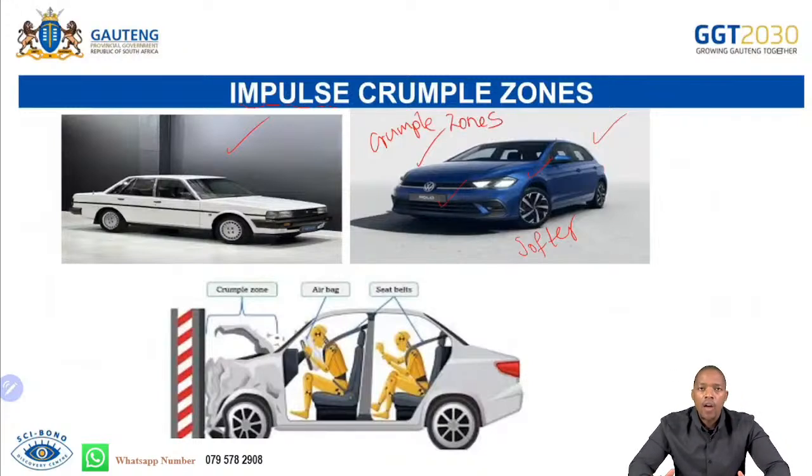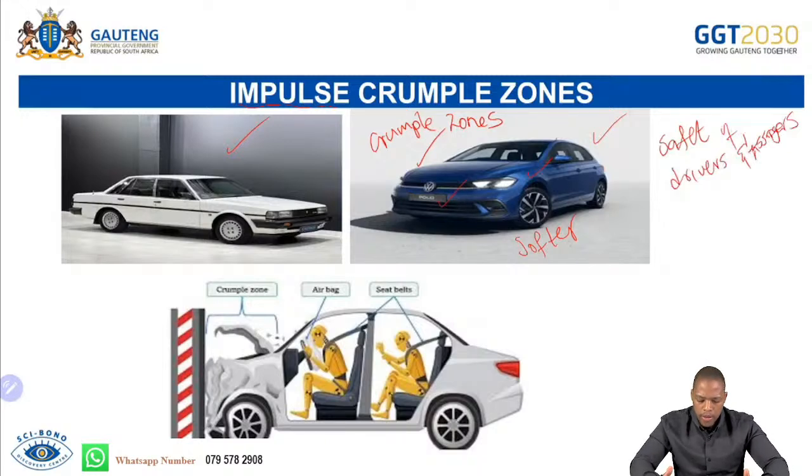They are there on purpose. They put them there on purpose. Why do we put crumple zones on cars? Crumple zones on cars are put there for what? For safety of drivers and passengers. They are there for safety of the drivers and the passengers in the car.